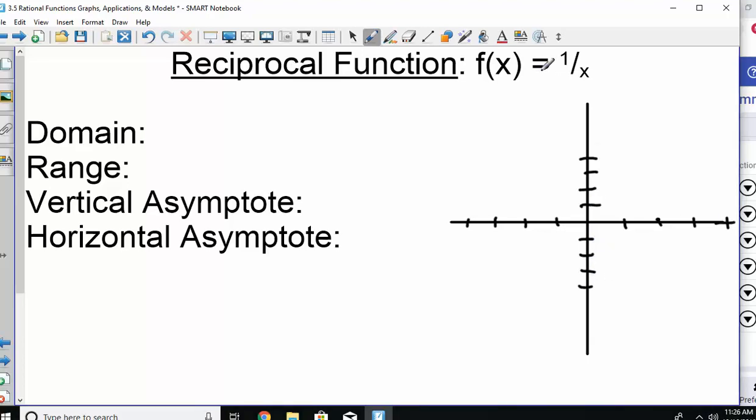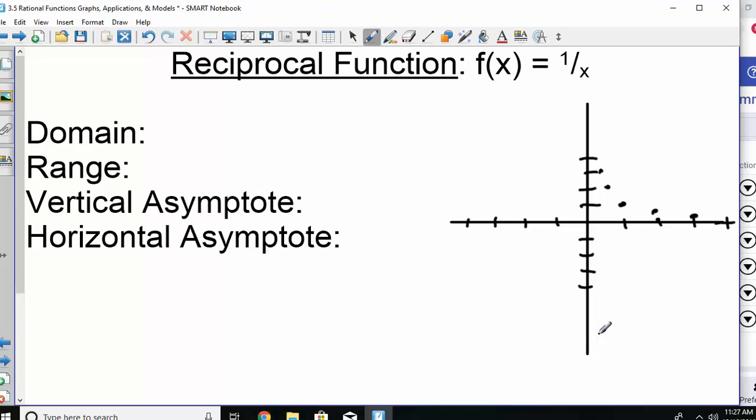Okay, if I put in a 1, 1 over 1 is 1. If I put in a 2, I get out 1/2. If I put in a 3, I would get out 1 over 3, so 1/3. What would happen if I put in 1/2? What's 1 divided by 1/2? 2. 1/2 would give me a 2. If I put in 1/3, I would get out 3.